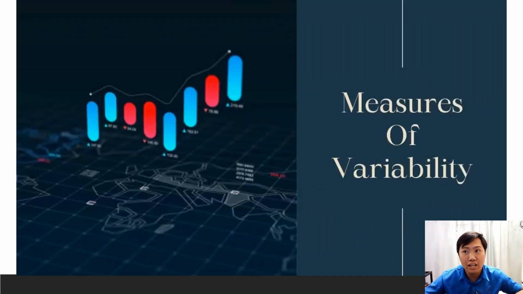So for today, let us discuss the measures of variability. Pag-aaralan natin kung gaano nga bang kalawak yung data o gaanong kakipot o kakonte o gaanong kalapit sa isa't isa yung mga quantitative data natin.